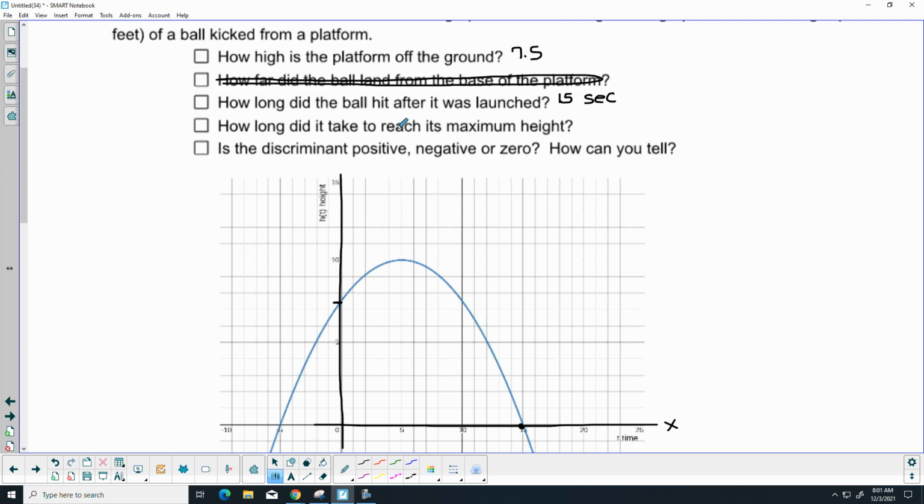How long did it take to reach its maximum height? Well, there's its maximum height. And if I go straight down, looks like around 5 seconds. And is the discriminant positive, negative, or zero? Well, here's one of my zeros. Here's my other zero. I've got two real solutions, so that's going to have to be positive. How can I tell? Two real solutions. So the discriminant has to be positive.